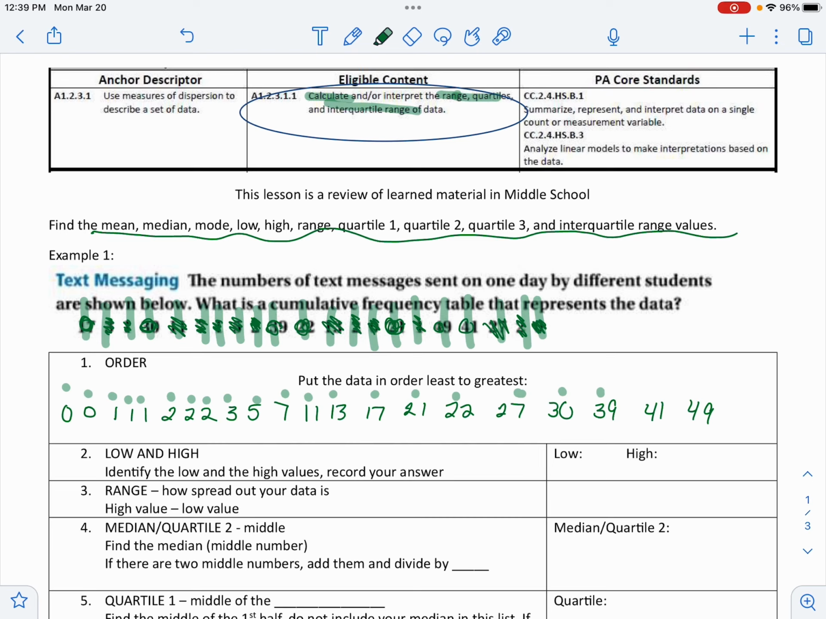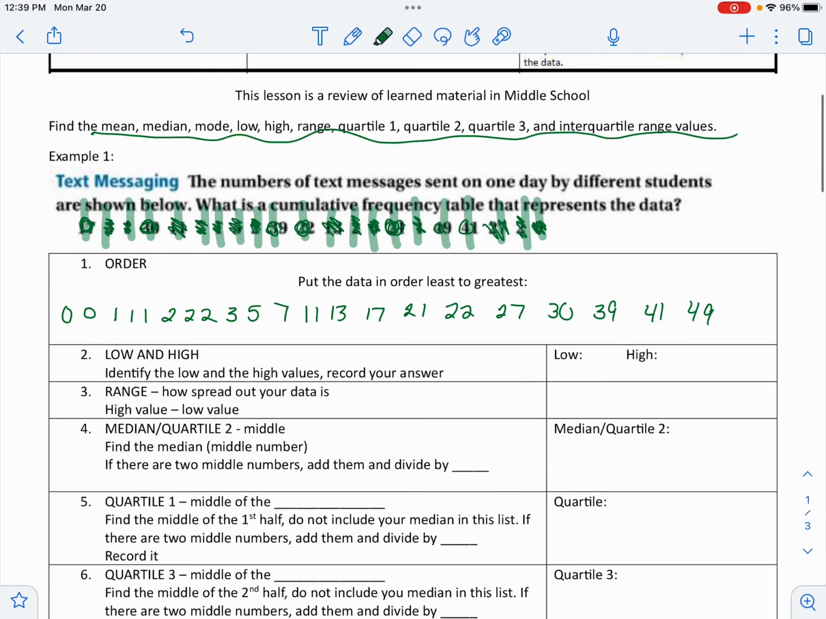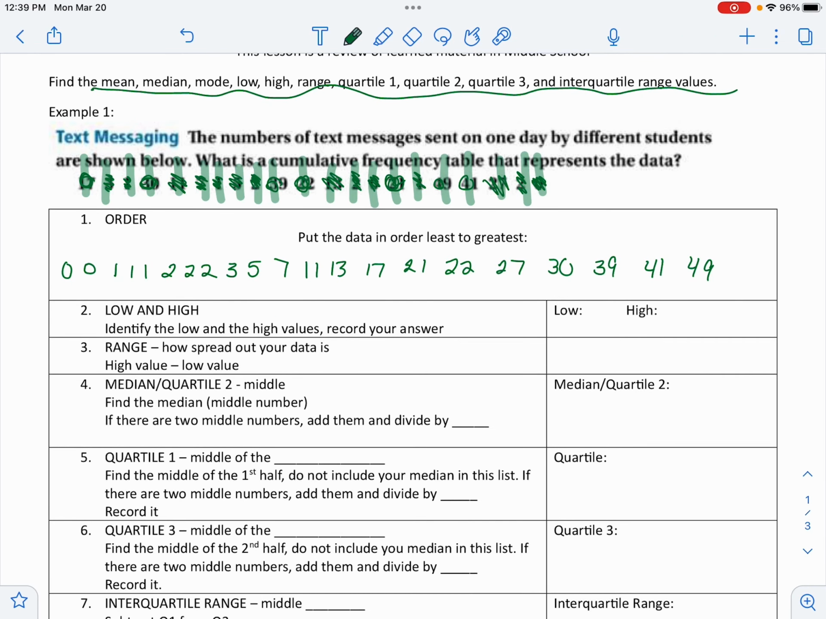That's important. All right, now I'm going to walk you through how, once they're in order, you can finally do the problem. Okay, so we need to identify the low and the high number. So the low number is a 0 and the high number is a 49. Hopefully that wasn't too hard for you to find. The range is how far spread out your data is. So you take your highest number, which is 49, and you subtract your lowest number, which is 0. So the range is 49.